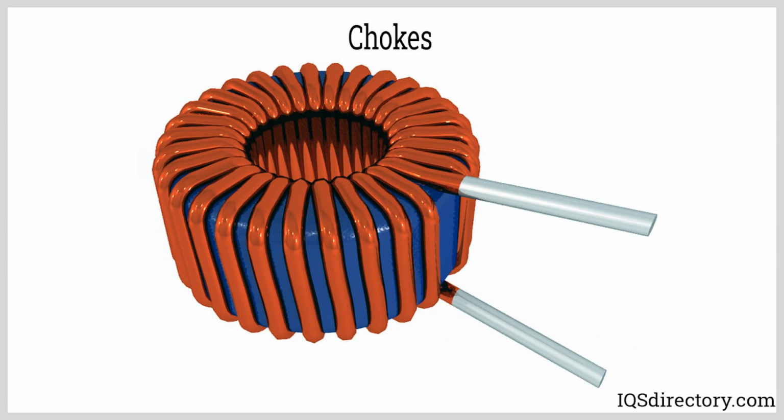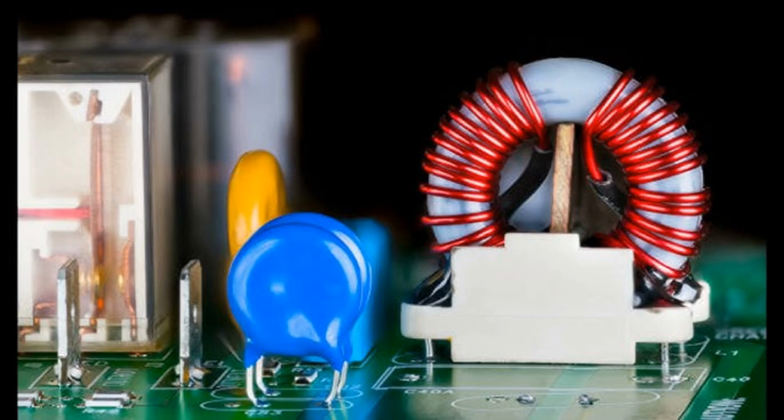In a typical power supply, a choke is placed between the rectifier and the load to smooth out ripples in the rectified DC. The ripple is a residual AC component that the choke blocks, ensuring a more consistent DC output.